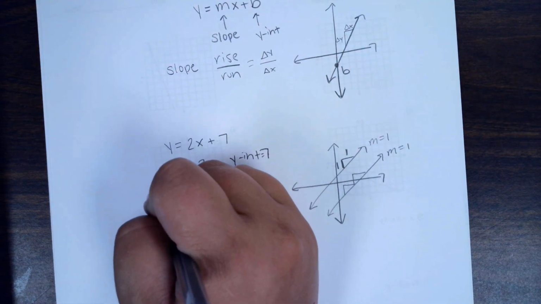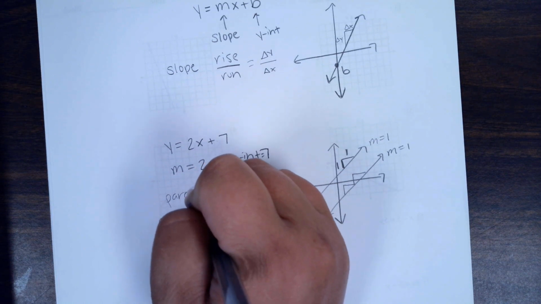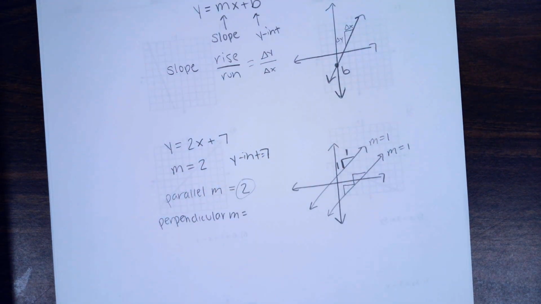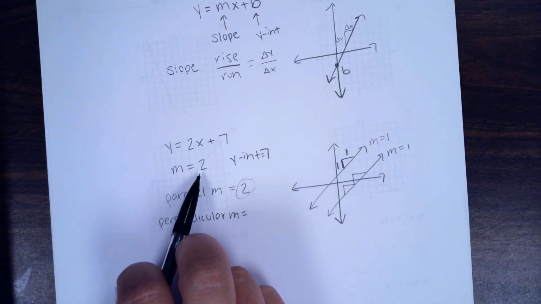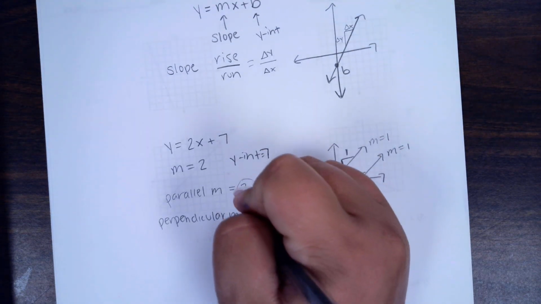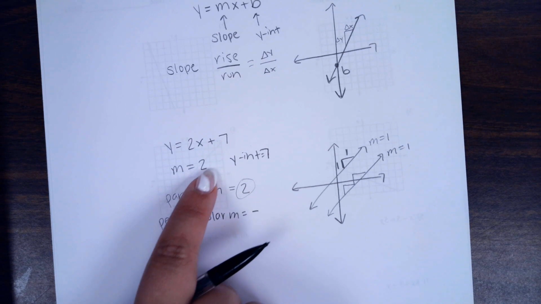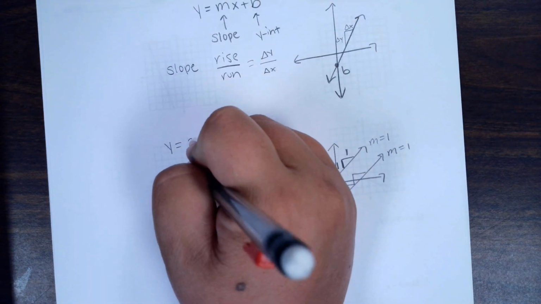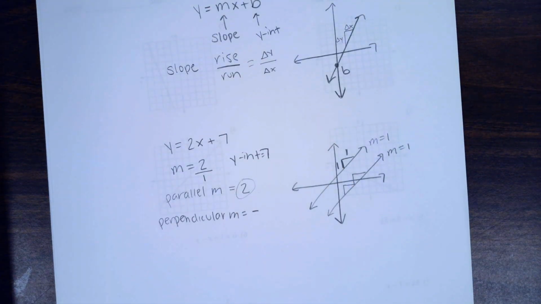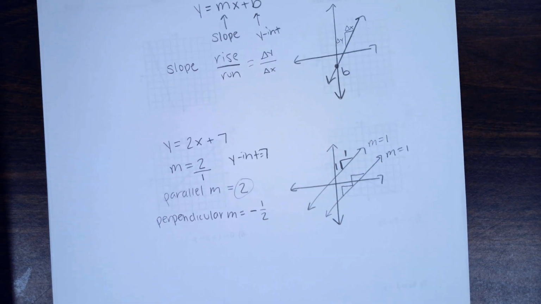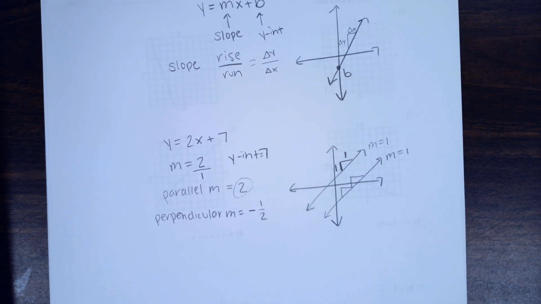What about perpendicular? Our perpendicular slope, remember, is the opposite reciprocal. Our slope here is positive, so our perpendicular slope is going to be negative. Remember, every whole number has a denominator of 1. We just don't write it, it's repetitive. So for the reciprocal, we flip it. So negative 1/2 would be our perpendicular line's slope.